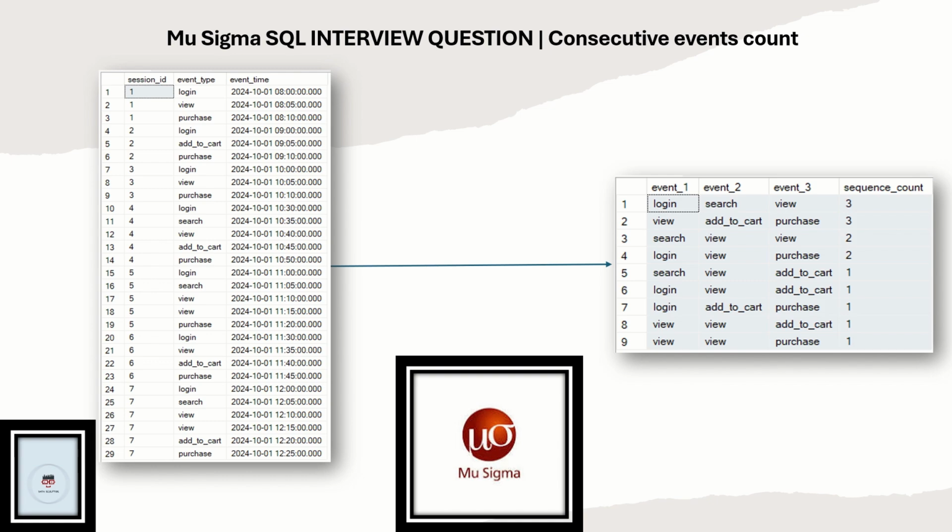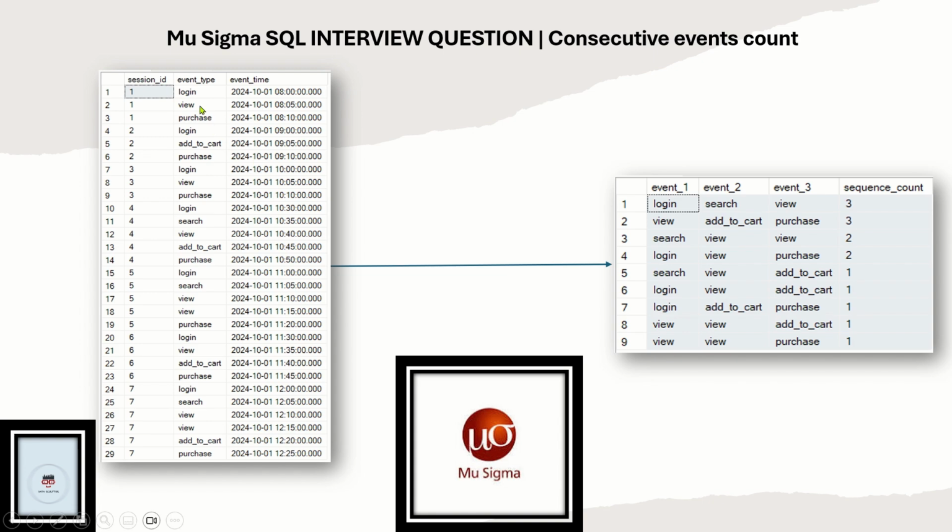Today we are going to see another interesting SQL question. This time we have a table called events with multiple columns: session ID, event type and event name. For each and every session ID, multiple events occurred. The question is: you need to find the total count of consecutive events.